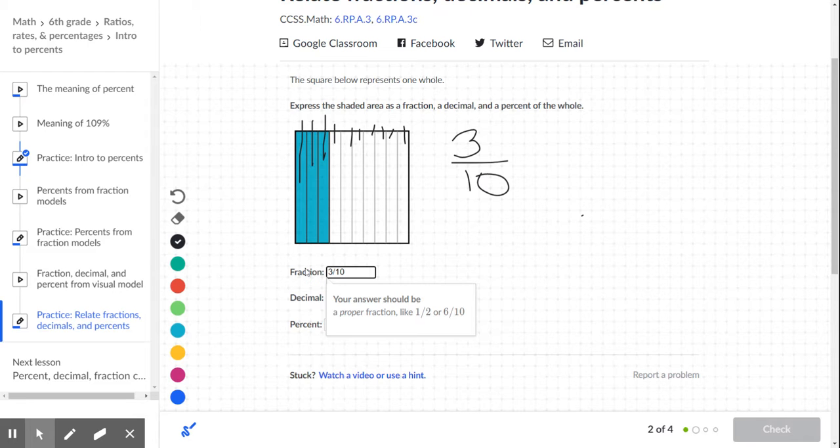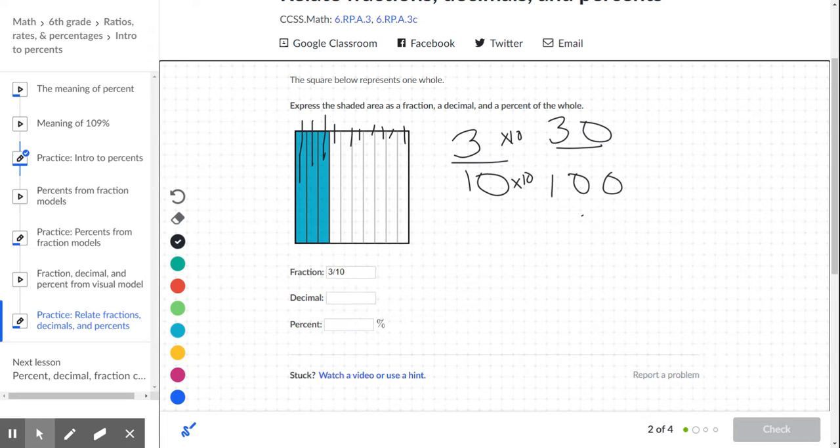I like to go from my fraction straight to my percent because that's the easiest for me to do. In order to get my percent, I know that I have to have a 100 at the bottom. 10 times 10 gets me 100, and 3 times 10 would get me a 30 on the top. So I know that my percent is 30%.